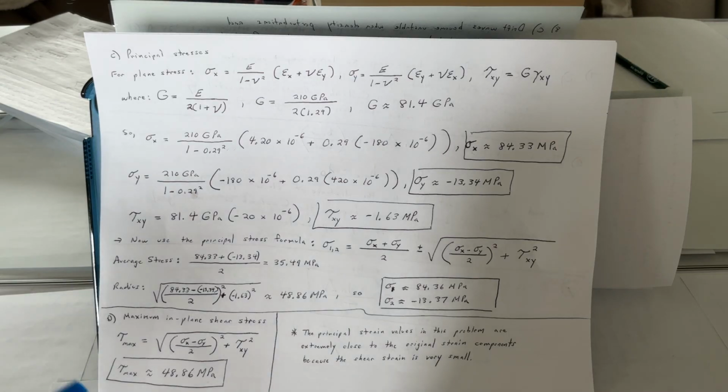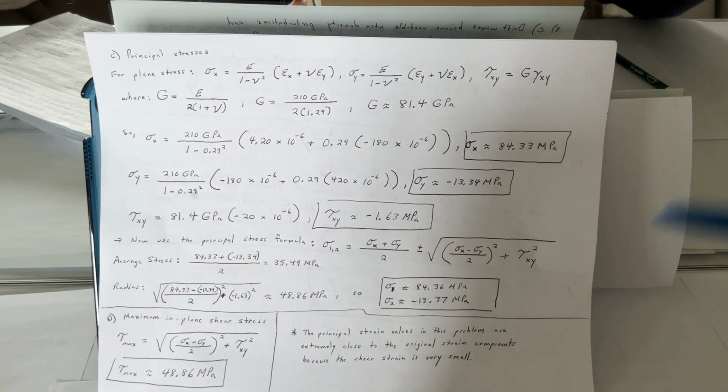Okay, and moving along, part D, maximum in-plane shear stress. Tau sub max equals the square root of the quantity sigma sub x minus sigma sub y over 2 squared plus tau sub xy squared. So our tau sub max is about 48.86 MPa. And just adding on to this, a note here at the bottom that's important: the principal strain values in this problem are extremely close to the original strain components because the shear strain is very small.